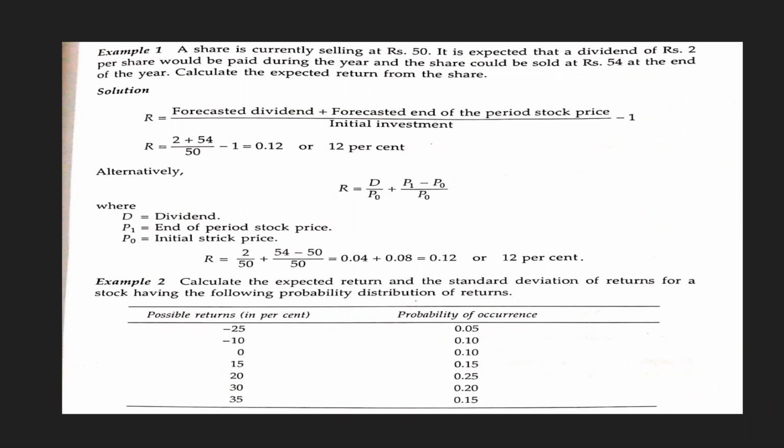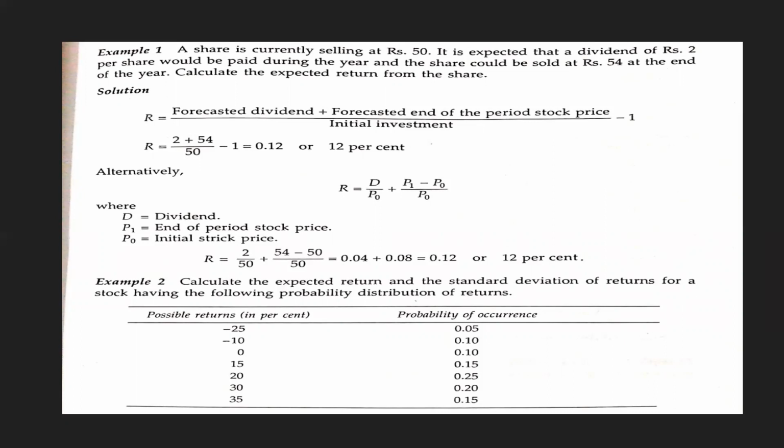So you have got all the values. You would calculate your expected return. This is just a single share or security. As per the formula that we applied at the beginning, the expected return is the forecasted dividend plus the forecasted end of the period stock price, divided by the initial investment, minus 1. So the dividend is rupees 2, plus at the end the price is 54, divided by the initial price, which is 50, minus 1 will give you 0.12, that is 12% returns.